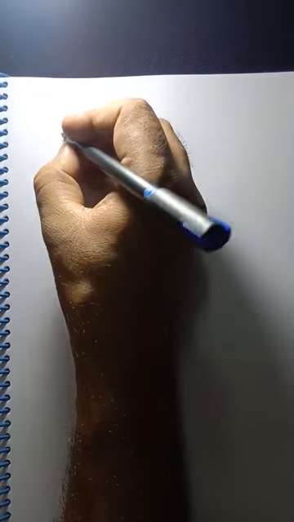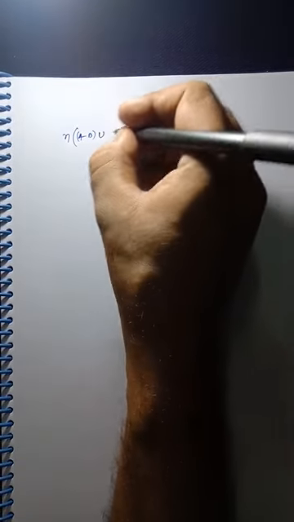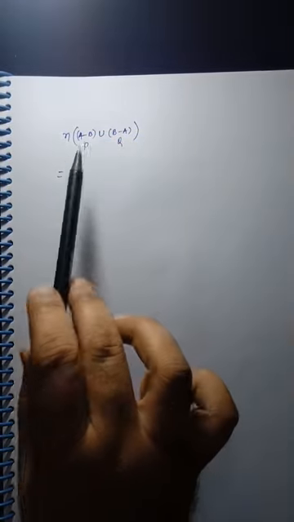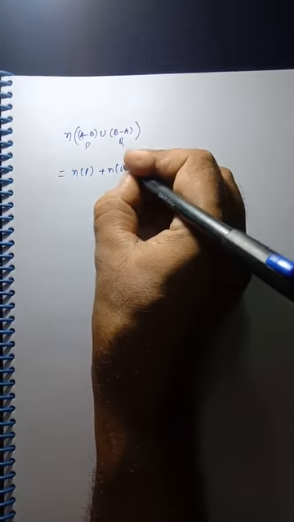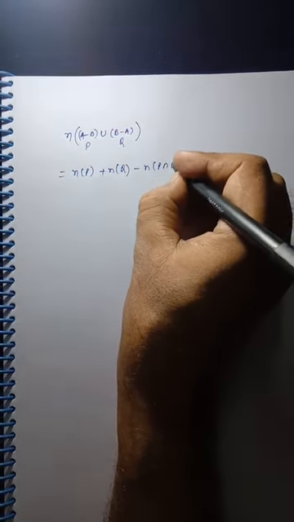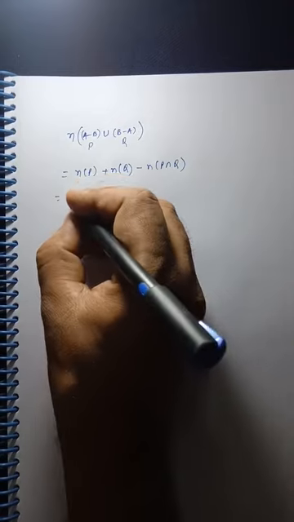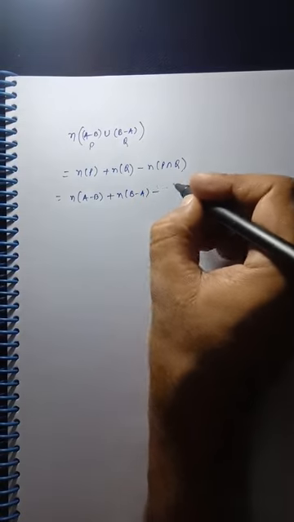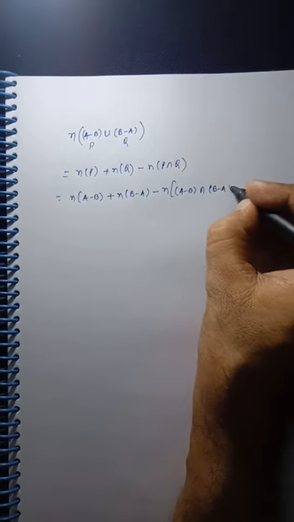So we have n of A minus B union B minus A. So assume this is P, this is Q. So we can write n of P union Q. So we will write n of P plus n of Q minus n of P intersection Q. I hope it is clear. I have assumed that this is P, this is Q. Now put the value. N of P is A minus B, n of Q is B minus A, minus n of P intersection Q means A minus B intersection B minus A.